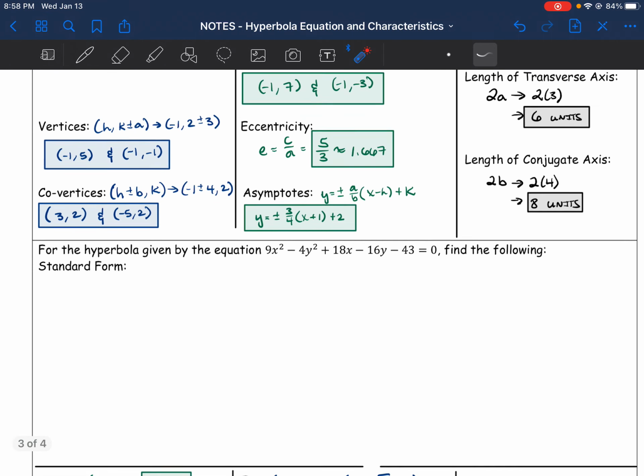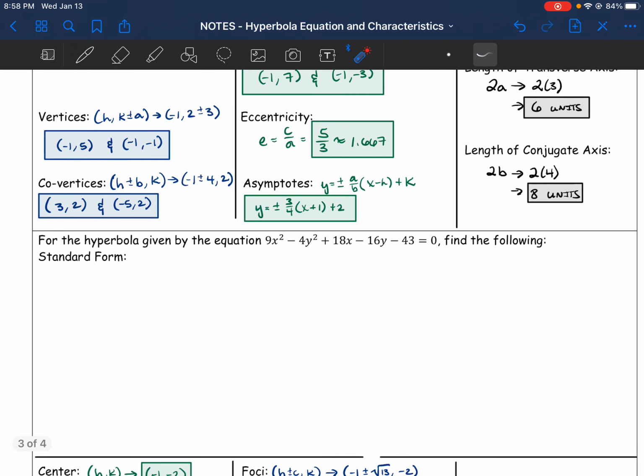Now, let's look at an example where we're going to convert from general to standard form and then use all that same information to calculate some coordinates for the vertices, co-vertices, all that fun stuff. So here we have our general form equation for the hyperbola, 9x squared minus 4y squared plus 18x minus 16y minus 43 equals 0.